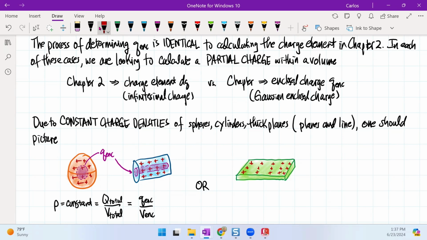And what we're looking at here is that if we're talking about an enclosed charge, we're only looking at a small section of the plane. So we're not looking at a volume. That enclosed charge is not over a volume, it's over a surface. So then we say that eta is a constant surface charge density. And again, we have the total charge over the total area. And then this will be the enclosed charge over the enclosed area.